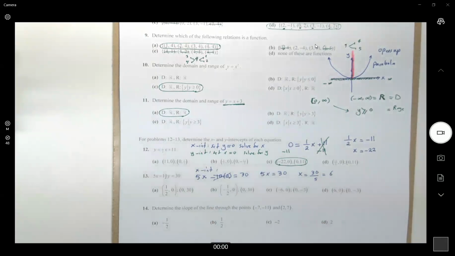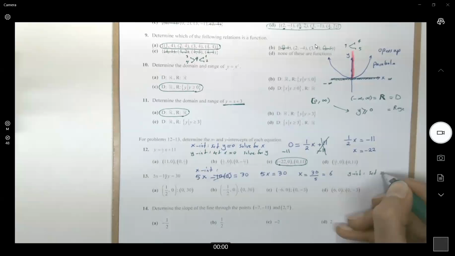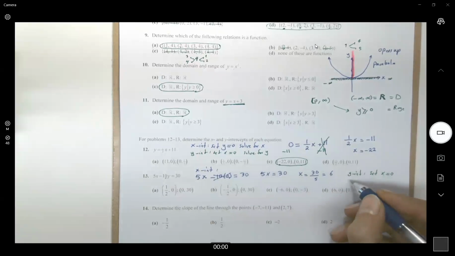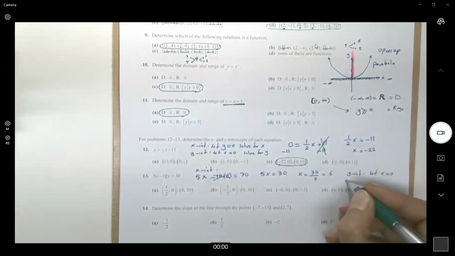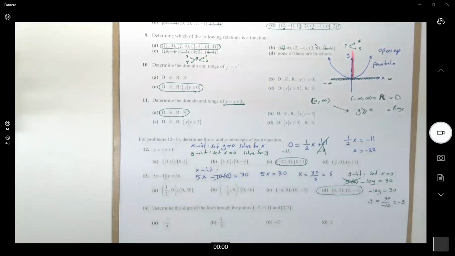But let us check the y-intercept. To find the y-intercept, set x equal to 0. If x is 0, I get 5 times 0 minus 10y equals 30. This is 0, and the negative 10y is 30, so y becomes 30 over negative 10, or negative 3. So here we have our answer.